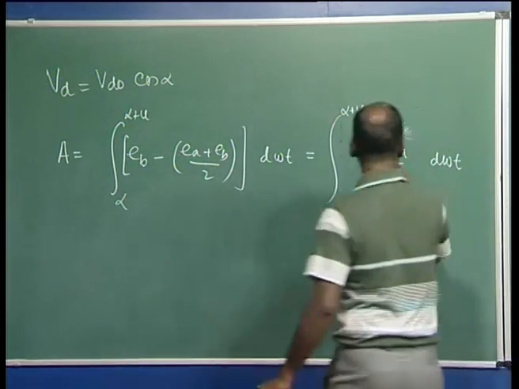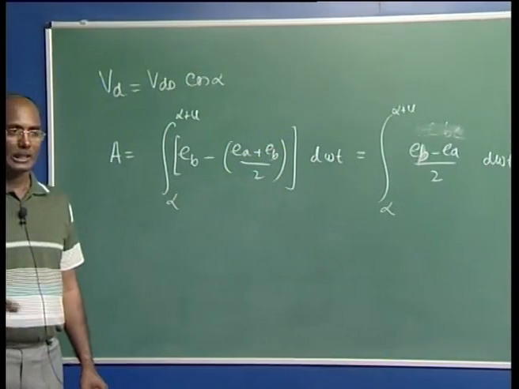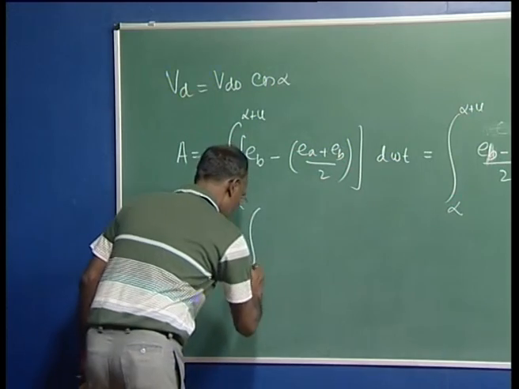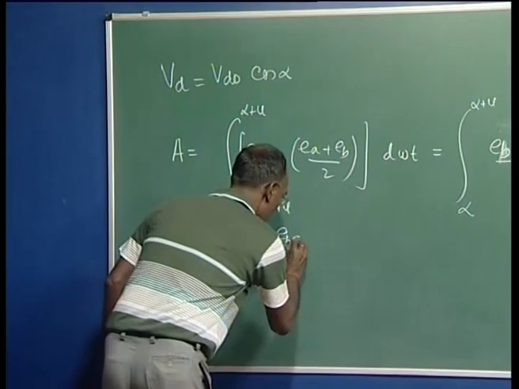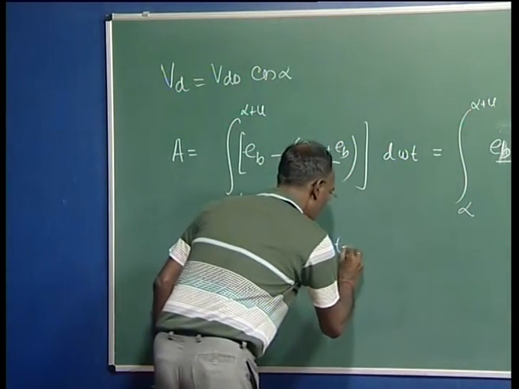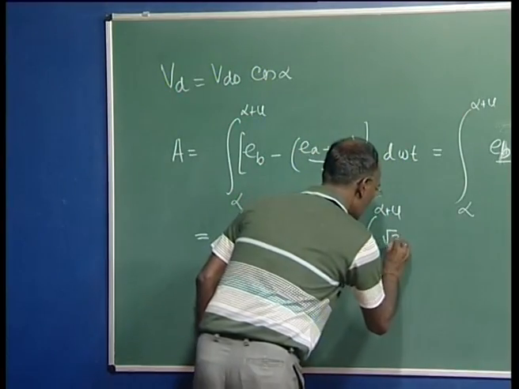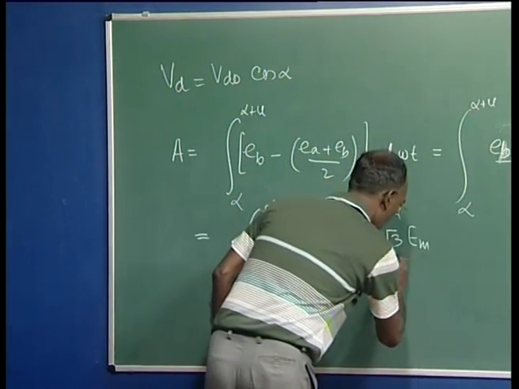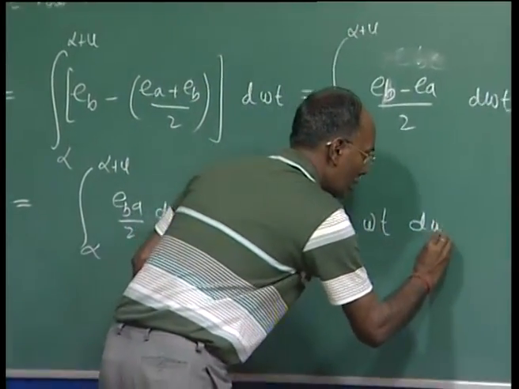Now, this is nothing but EBA, half of the EBA, and EBA is the commutation voltage, and it is our reference. So, I can simply write here alpha plus u of EBA by 2 d omega t. Here we are getting alpha plus u, under root 3 times this line to line voltage, that is Em by 2 sine omega t d omega t.